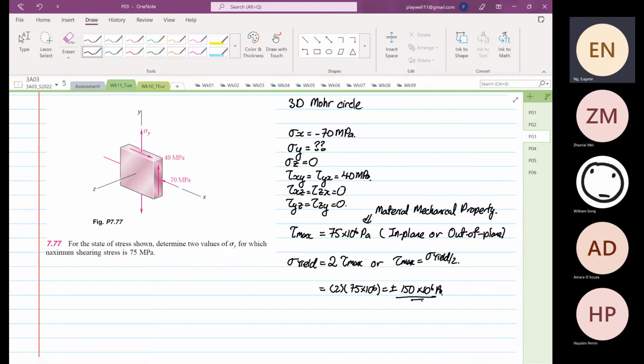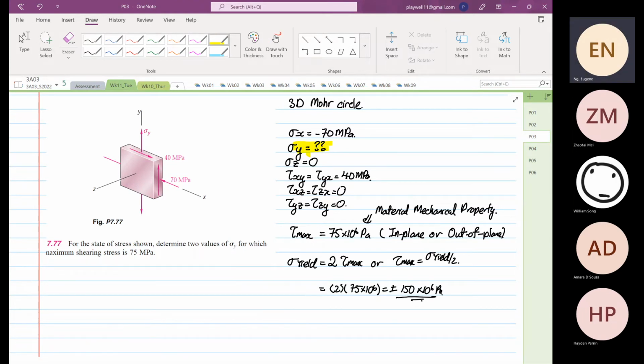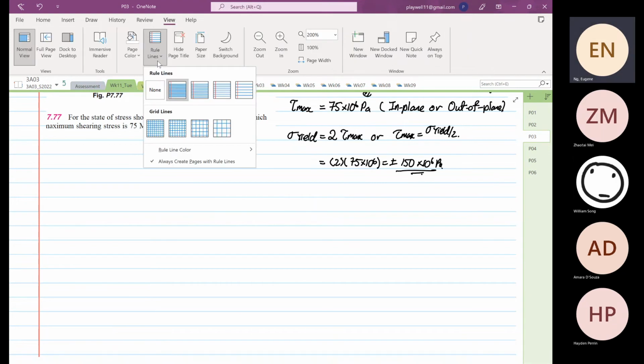So we're going to find the two values of stress Y. I'm going to show 4 different ways or 4 different answers. And why am I going to show 4? Because there are 4 possible ways of constructing the Mohr circle. 4 possibilities, and 2 of these possibilities are correct. The other 2 are wrong. And I want you all to know why it is right and why it's wrong. Okay, let's start. So we're going to do the 3D Mohr circle.